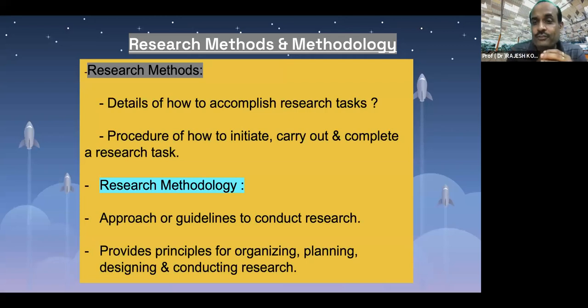Before going for other things, we'll see what research methods are. Research methods tell you how to accomplish your research task, how you are to do it. The procedure of how to initiate, carry out, and complete a research task is known as a research method, means how you do. Research methodology is the approach or guidelines to conducting research, how you go through it. It's a process. It provides principles for organizing, planning, designing, and conducting research. It is known as research methodology, means how you carry on the process.